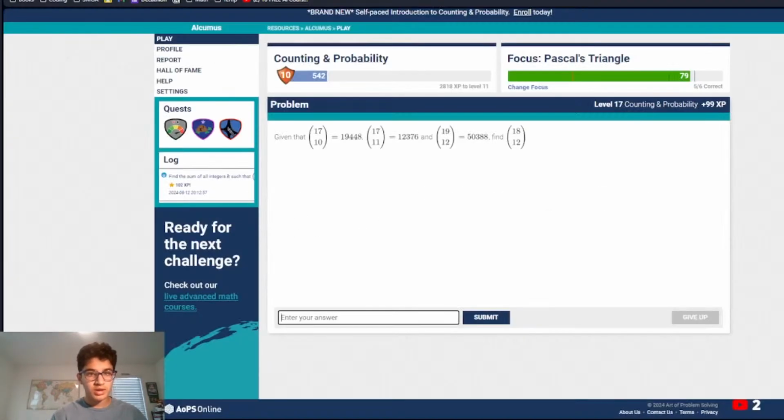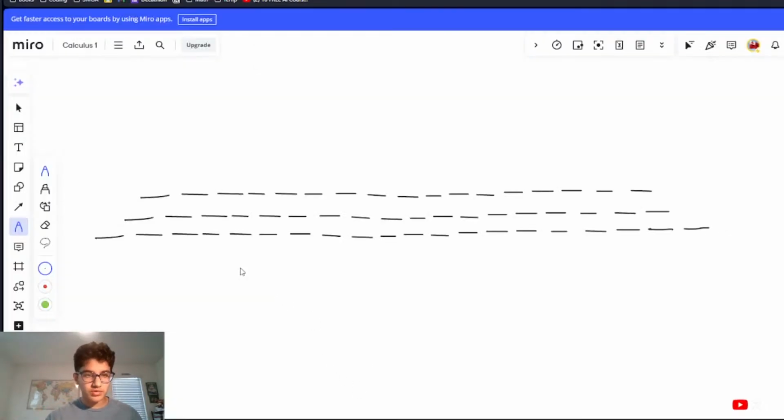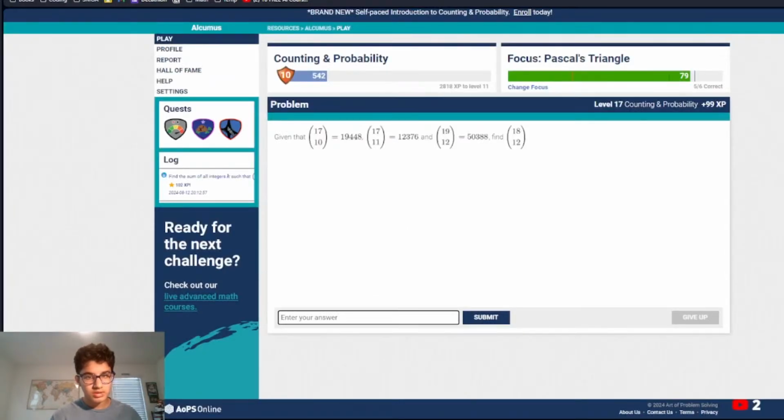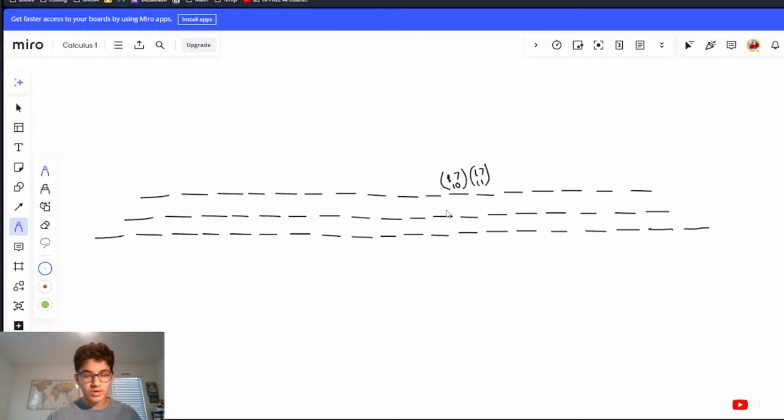Okay, now 17 choose 10. So that will be over here. That will be in the 11th spot. 1, 2, 3, 4, 5, 6, 7, 8, 9, 10, 11. So this is 17 choose 10. This will be 17 choose 11. This will be 18 choose 11. Yeah, 18 choose 12. So won't 18 choose 12 just be this one would be 11, this would be 12. So this is 18 choose 12.